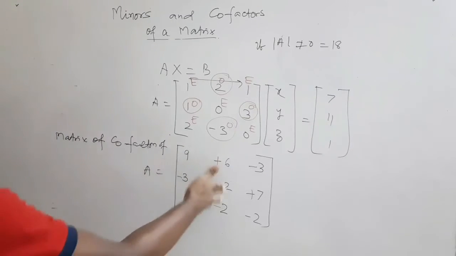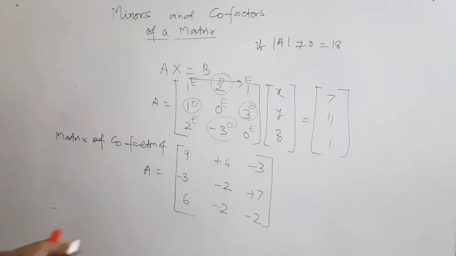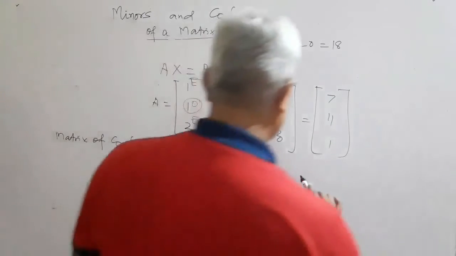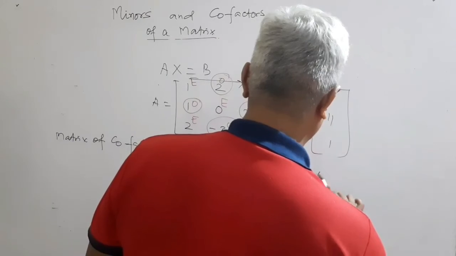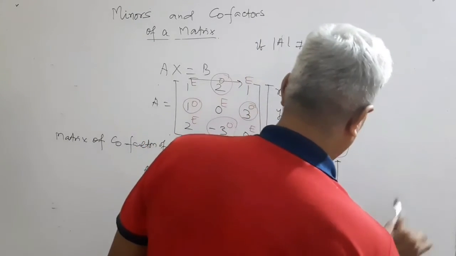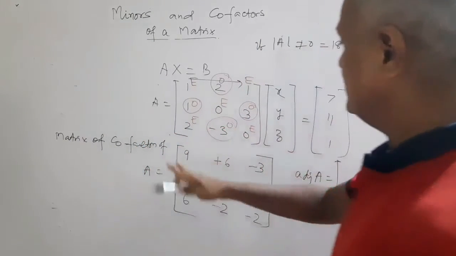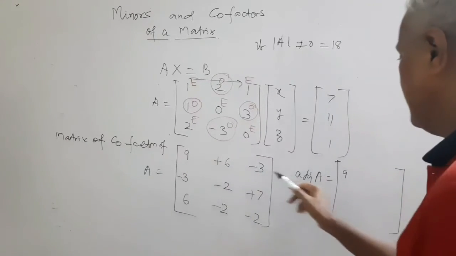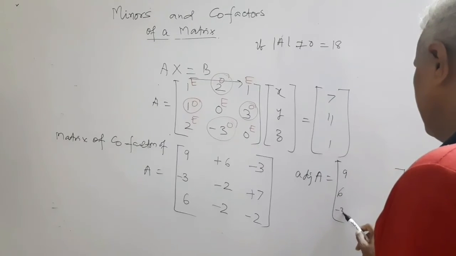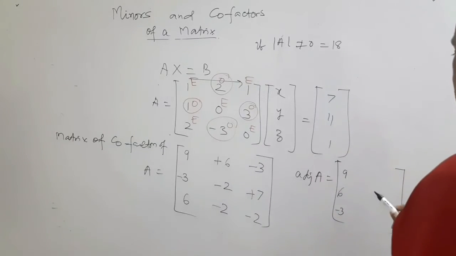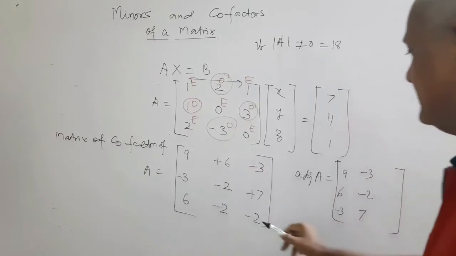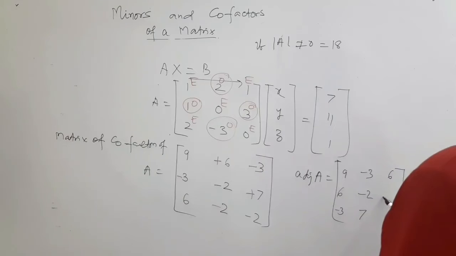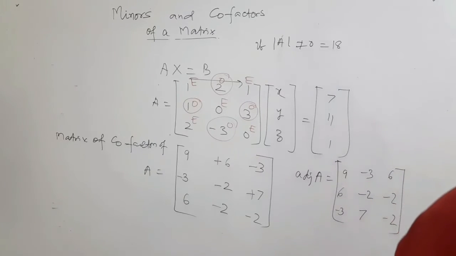Now we have to find the transpose of this, and that is called the adjoint of A. So adjoint of A is the transpose of the matrix of cofactors of A. That is 9, 6, minus 3. So 9, 6, minus 3 will become 9, 6, minus 3. Minus 3, minus 2, 7. And then 6, minus 2, minus 2. This is called the adjoint of A.